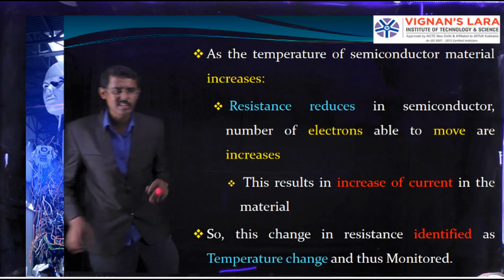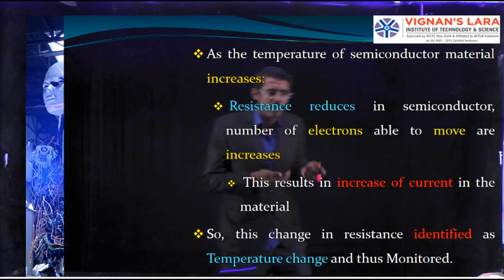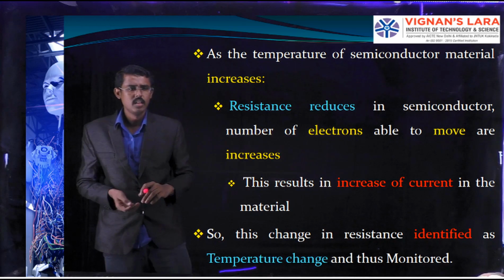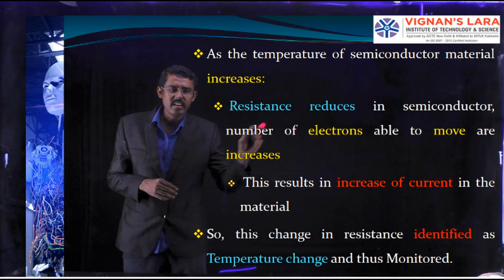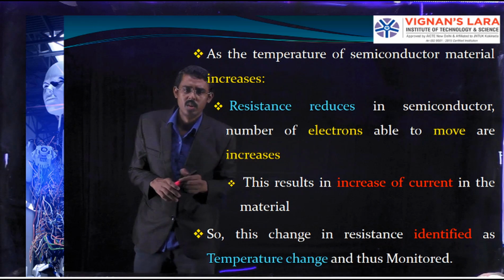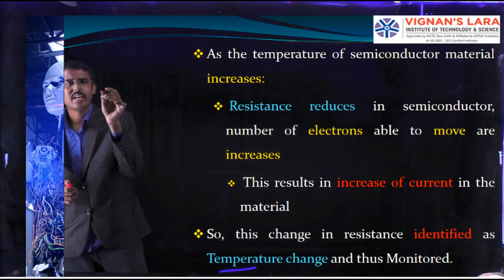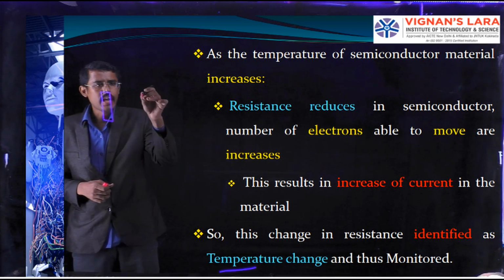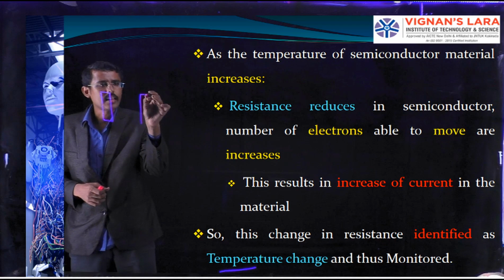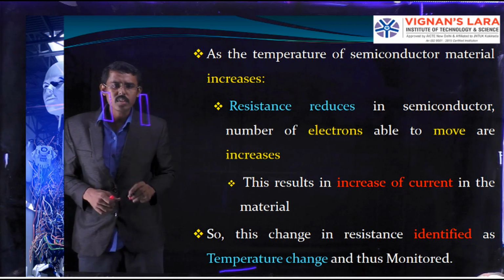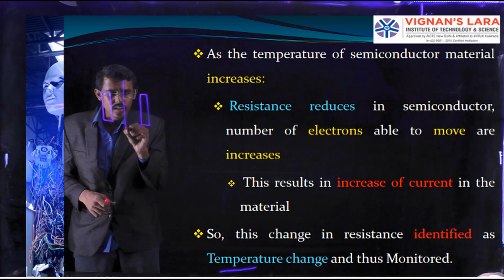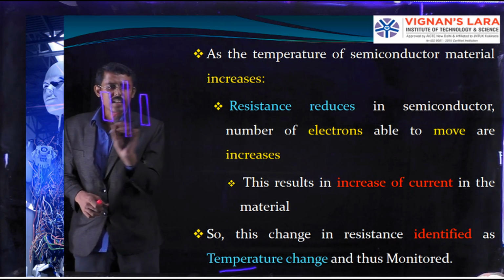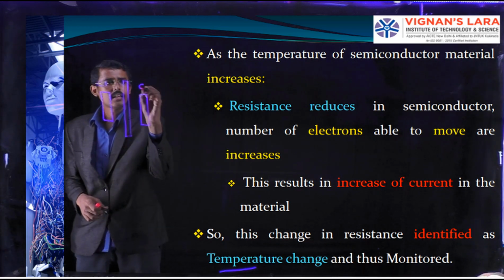As the temperature of semiconductor material increases, the resistance in the semiconductor reduces and then a number of electrons are able to move. The same point I told you: I have one conducting material here and one more conducting material on the other end. Now I am using one semiconductor in between, and therefore there is no contact between conductor 1 and conductor 2.